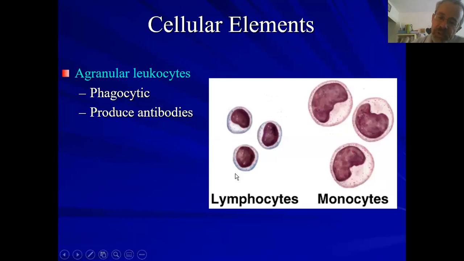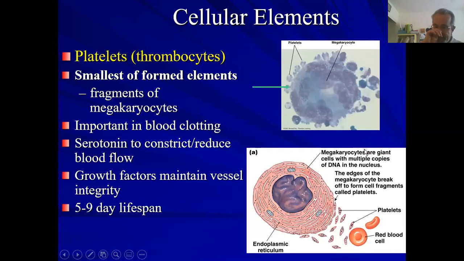These include lymphocytes, which produce antibodies as well as other things, and monocytes, which are phagocytic. These are the largest. The largest white blood cells are the monocytes. Like I said, it's going to be very brief, our discussion with that.